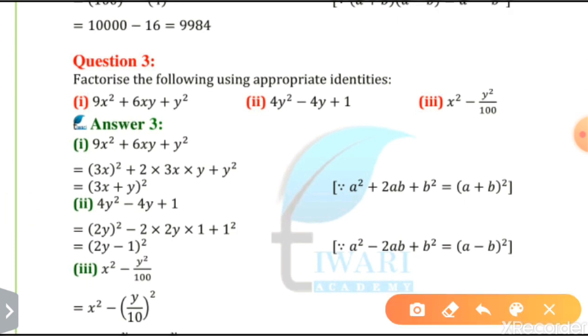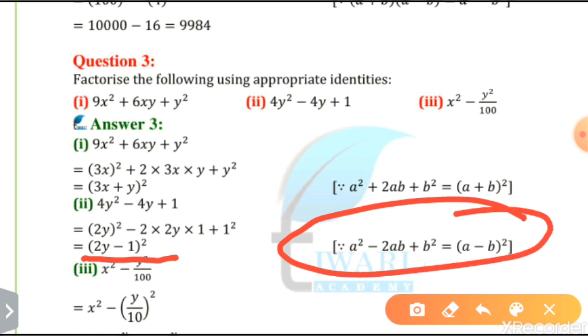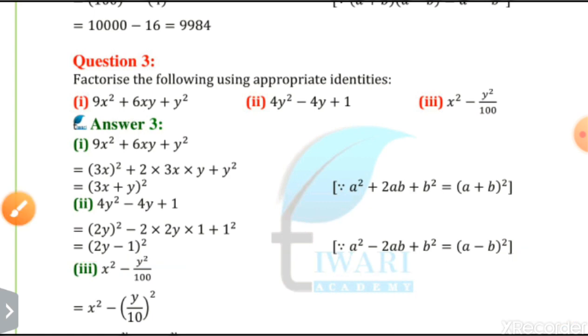And in the second part you can see that we can write it as 2y square and 1 square and 2ab. The middle part is 2ab, where a is 2y and b is 1. Now you can write it as (a minus b) whole square, and a is 2y minus 1 square. And you have to write the identity also according to the questions. Now see the third part.